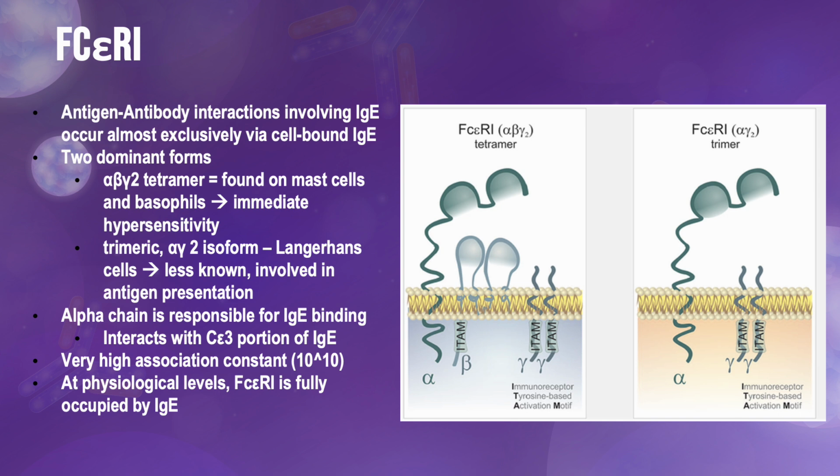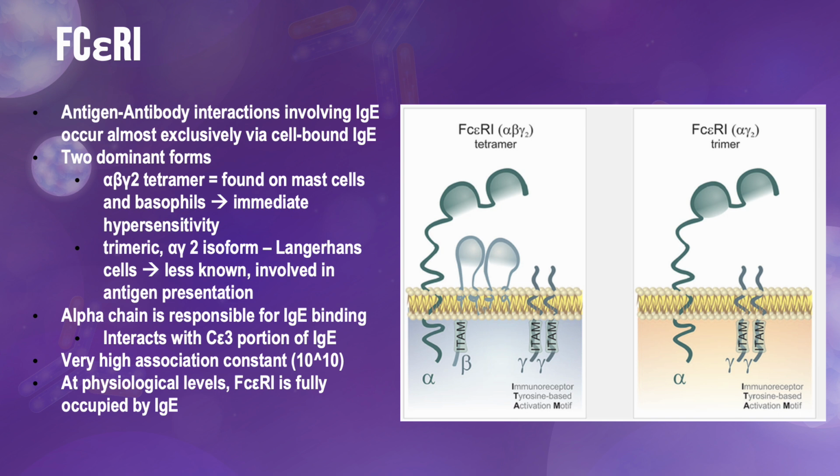There's one that's found mostly on mast cells and basophils, and this is responsible for the immediate hypersensitivity reactions we know. So this is the alpha beta gamma 2 tetramer. We also have the trimeric alpha gamma 2 isoform, and there's less known about this one, but we think it's involved in antigen presentation. We see it on Langerhans cells, not as important, so we'll focus on the tetramer.